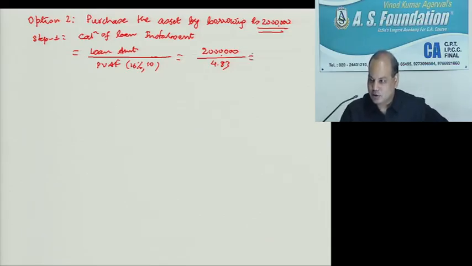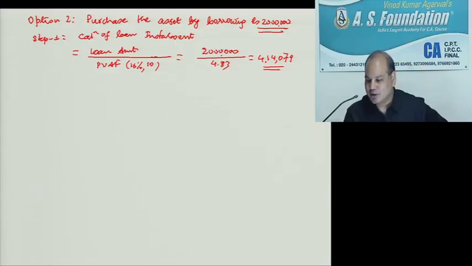So how much is this? 4 lakh 14,000 0 7 9, round off. Then the discount rate I have already calculated. This includes interest also. On interest you'll get tax shield.